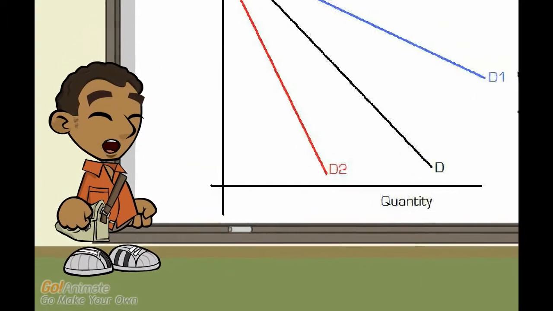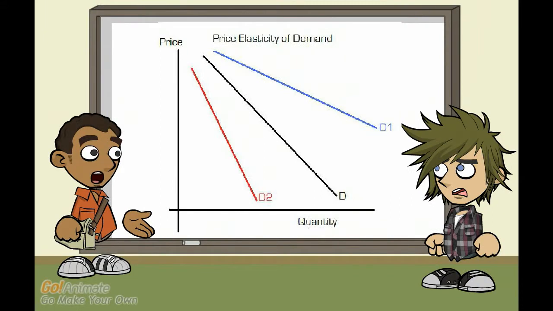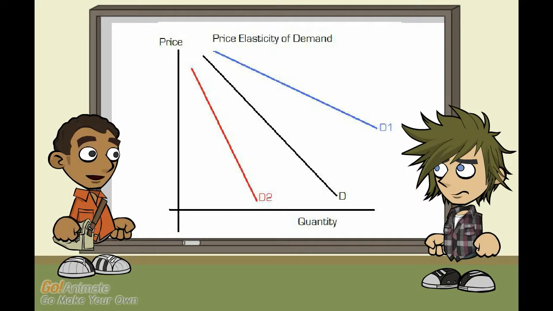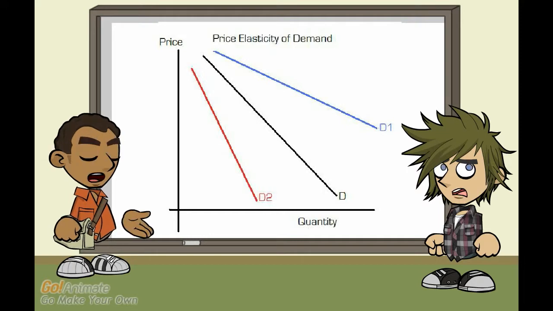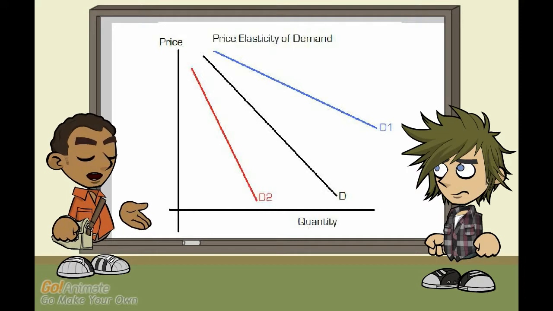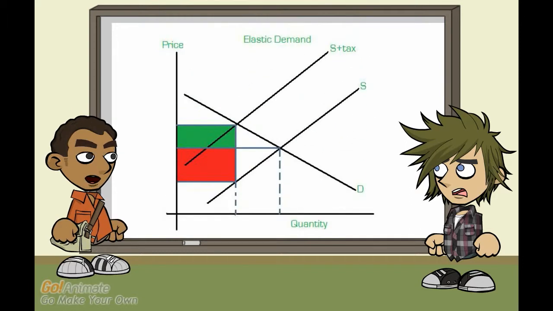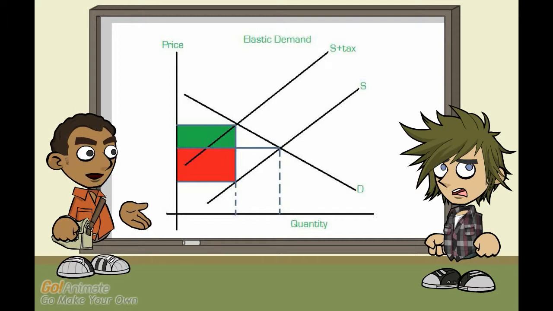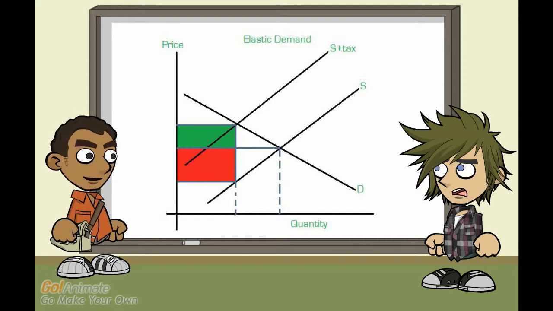When we graph these different elasticities, the slope of the demand curve changes. The black curve is the unit elastic curve, the red is inelastic and the blue is elastic. This affects how much the consumers and the producers pay for the taxes. When demand is elastic, producers pay more of the tax than consumers. As you can see on the graph, the red box is bigger than the green box. That shows the producers pay more.